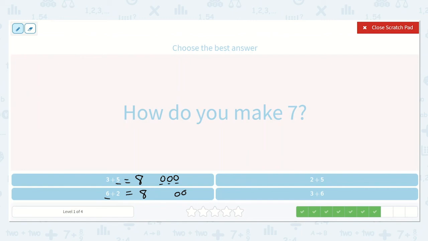All right, so if we have 6 plus 2, and that is 8, 5 plus 2, or 2 plus 5, would be just 1 less, which is 7. And then we have 3 plus 6. So if we have 6 and we count on 3 more, 6, 7, 8, 9. Which one was equal to 7? Yes, 2 plus 5.